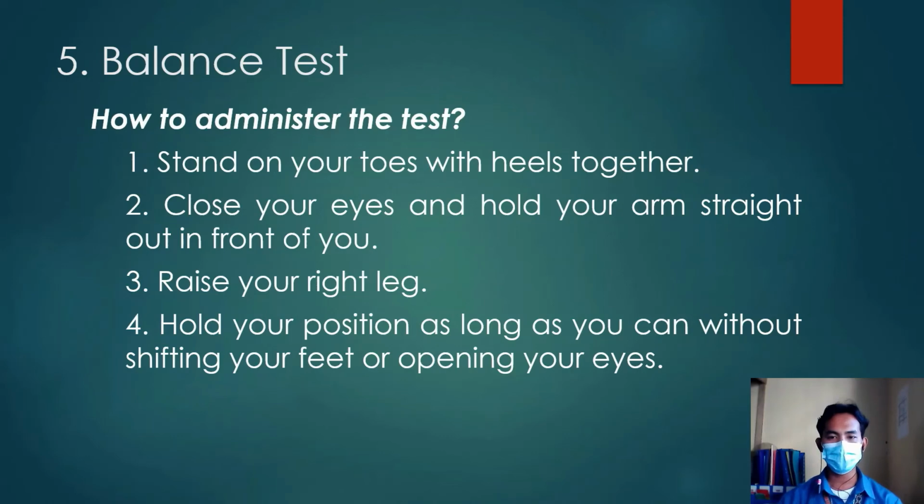The last is the balance test. How do we administer this test? First, you are going to stand on your toes with heels together. Then, you are going to close your eyes and hold your arms straight out in front of you. Then, you are going to raise your right leg. You are going to hold your position as long as you can without shifting your feet or opening your eyes.